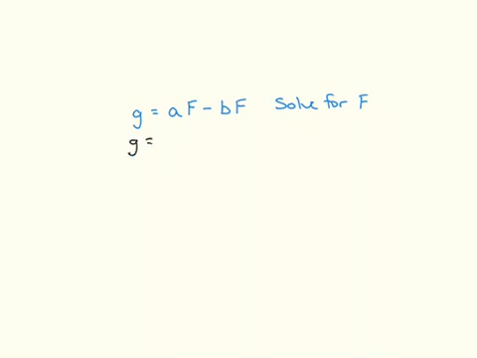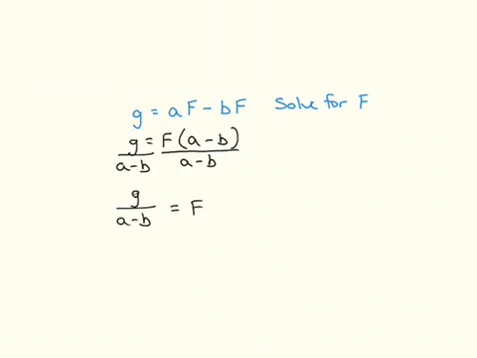So I'm going to bring the F out front, and now there's only one F left in the problem, and so I can solve for this. This is F times a minus b. How do I get rid of multiplication? I just divide. So there's my answer.